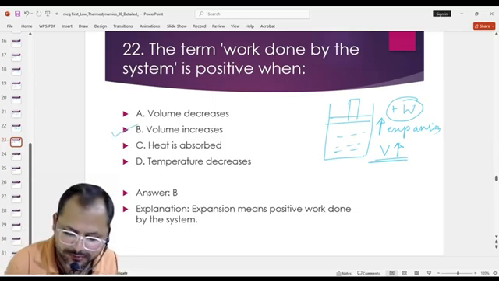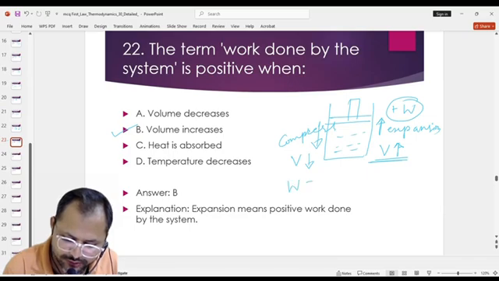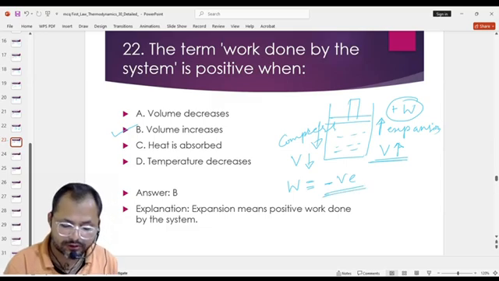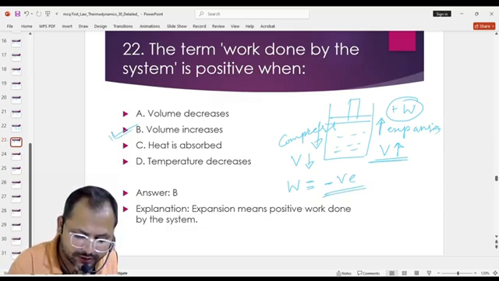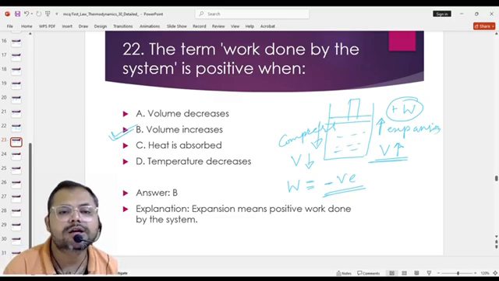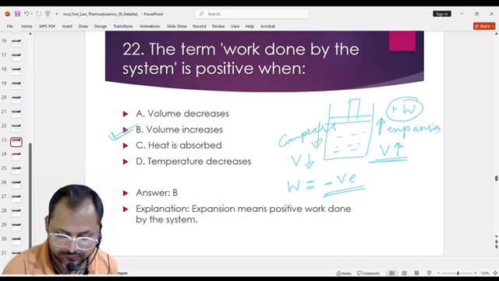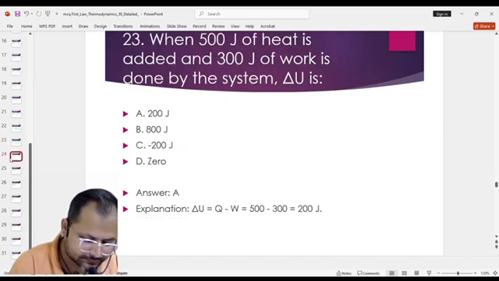If compression takes place, that means volume is decreasing, that means work done is negative. So for this question, volume increases when expansion takes place, and work done is positive. Okay. So next question.